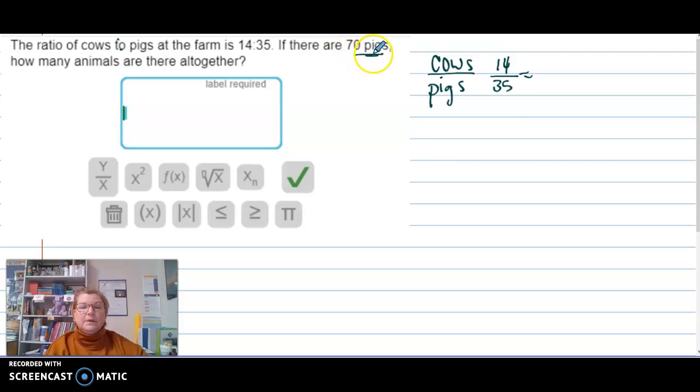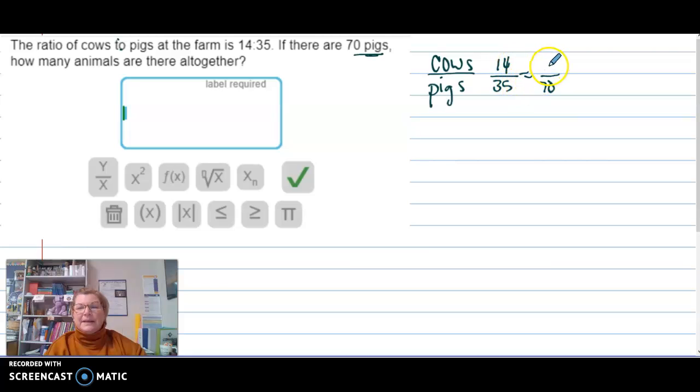This number goes with the pigs part of our ratio. So if there are 70 pigs, how many animals are there all together? So there's a couple of steps involved in this one. Okay, so this is the ratio of cows and pigs at the farm.